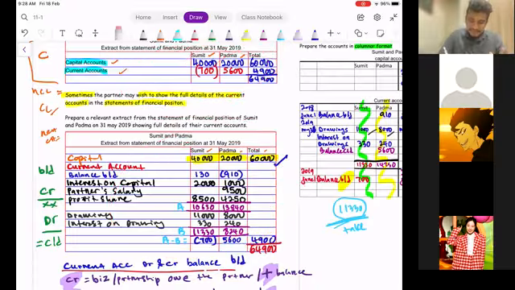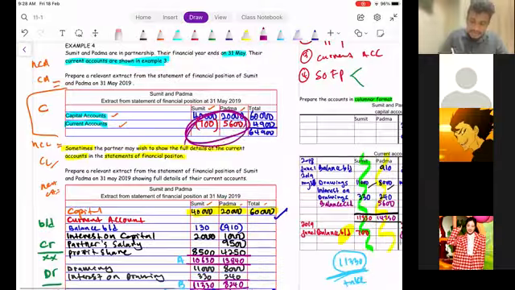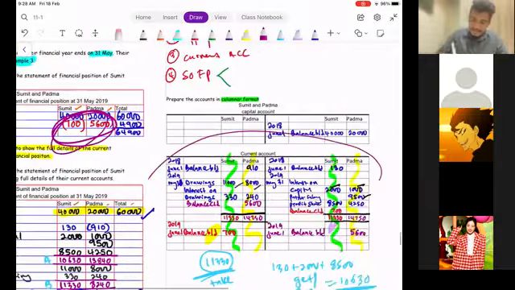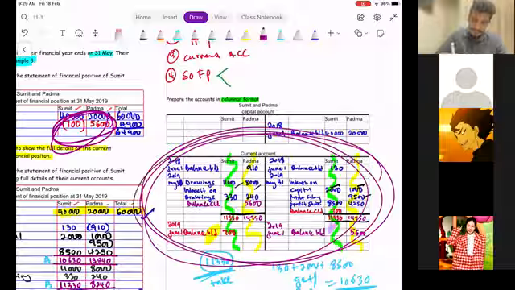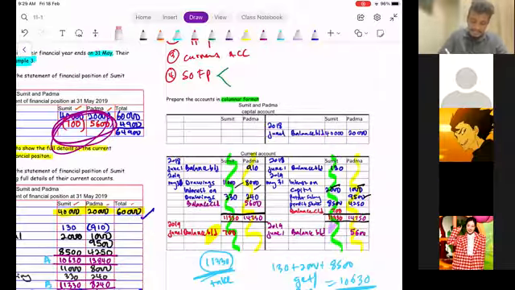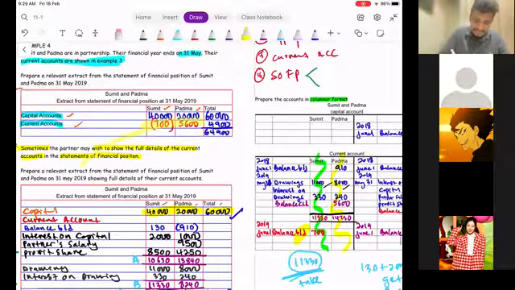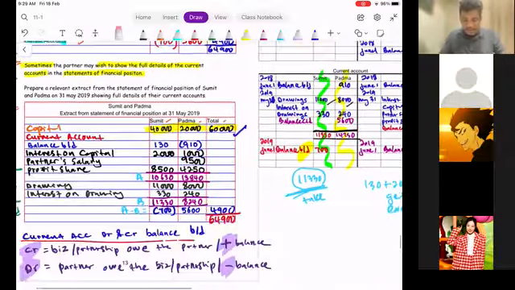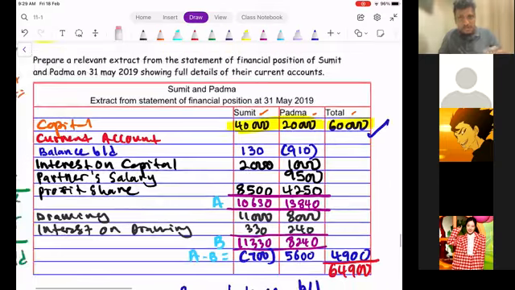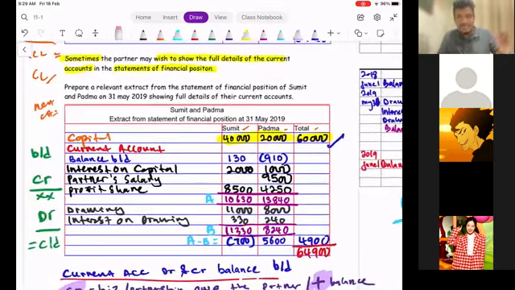But what is the difference between the first one and second one? For the first one, the current account detail I put in a separate account, and then I calculate the balance CD. I write the balance CD straight away here. But the second one is I show the current accounts calculation inside the statement of financial position. Which one to do? The question will tell you which one you need to do in an exam.